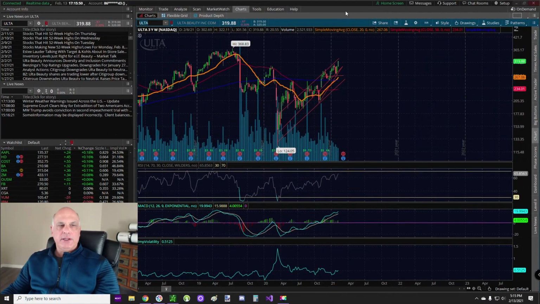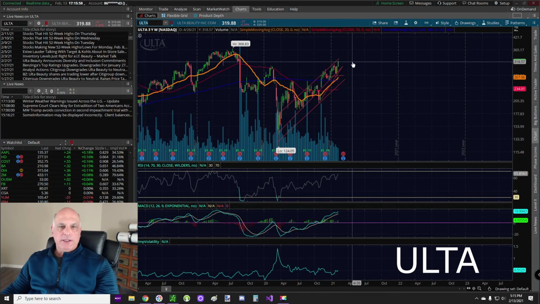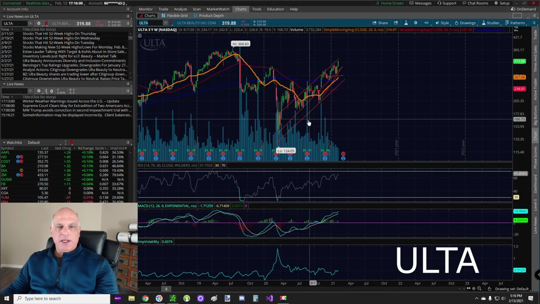Okay, so let's take a look at a real life example. Let's take a look at a security that I like to follow for the reopen trade, Ulta Beauty. Here's the weekly chart. You can see it's in a nice uptrend. It's been trending up since those lows back in March due to COVID-19.